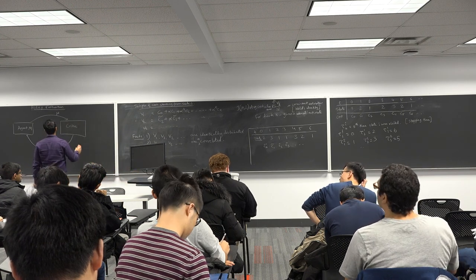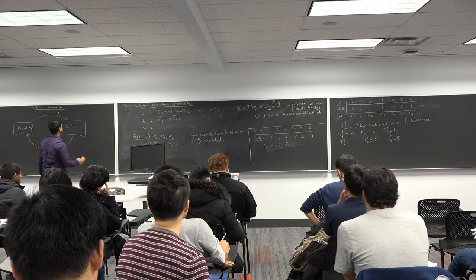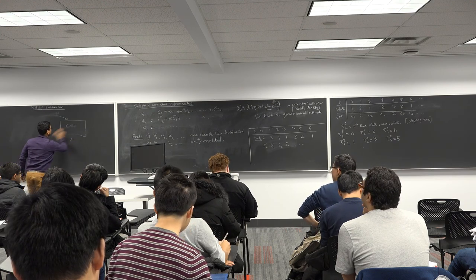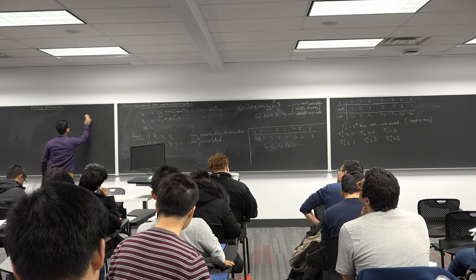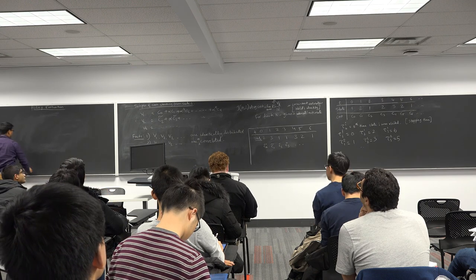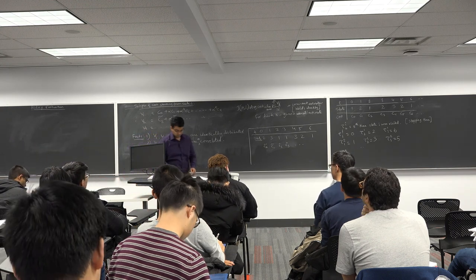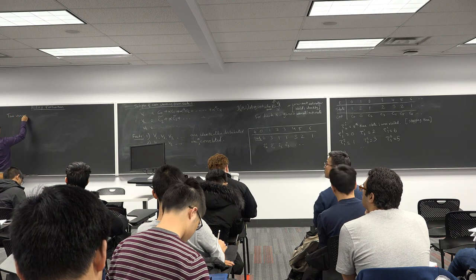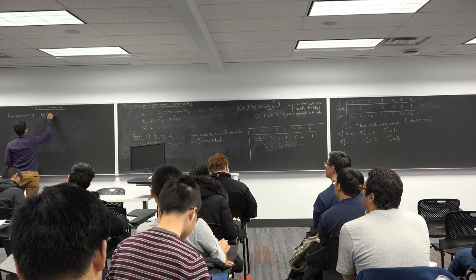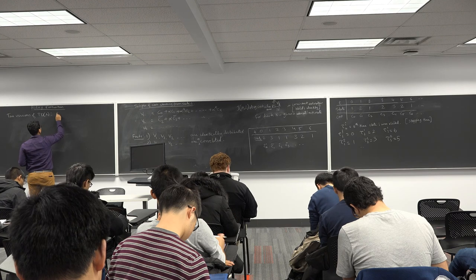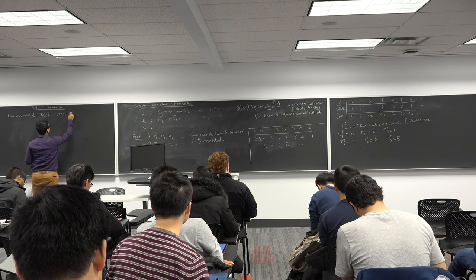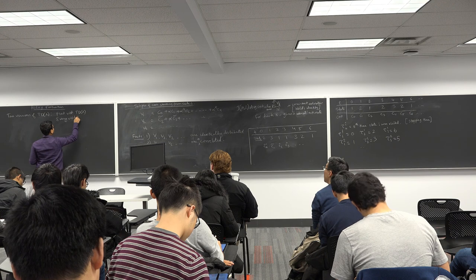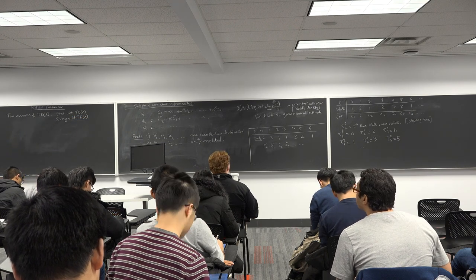Okay. So now let's go back to our discussion about lambda policy iteration. What we talked about right now was two versions of TD lambda. The first version was the first visit TD lambda, and the second was every visit TD lambda.